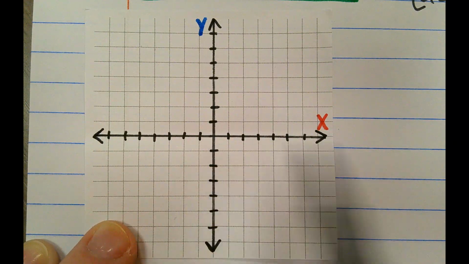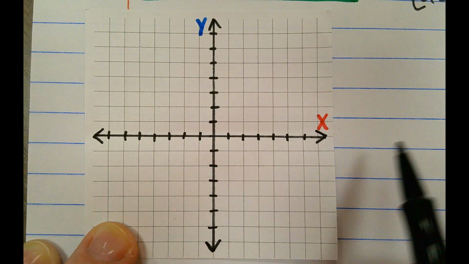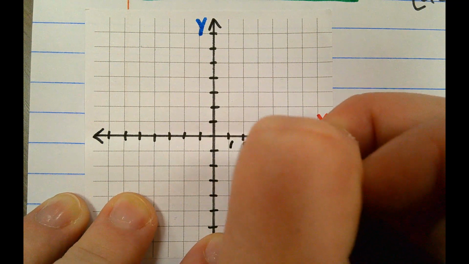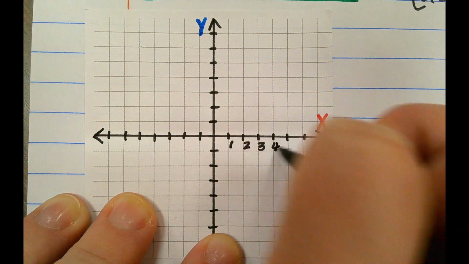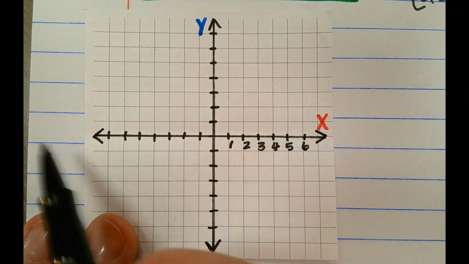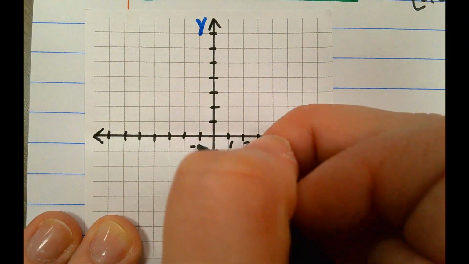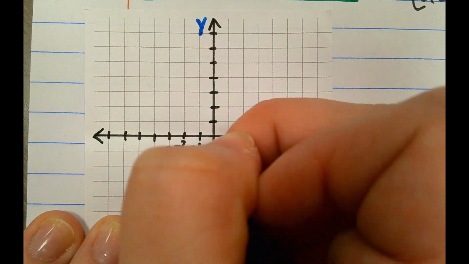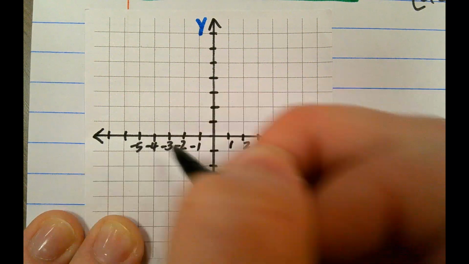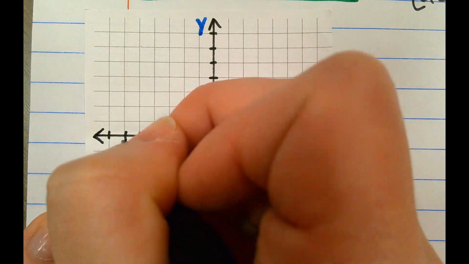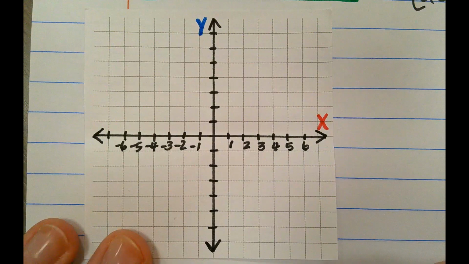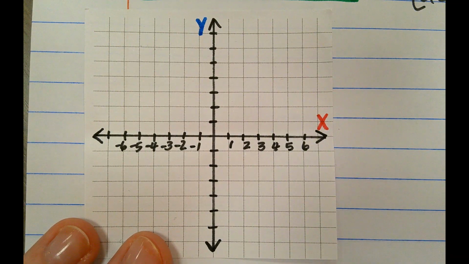So on my x-axis to the right, just like we did earlier, we have positive numbers. So 1, 2, 3, 4, 5, 6. And then to the left, you have negatives. -1, -2, -3, -4, -5, -6. Could go to -7 if you want, but that's okay.